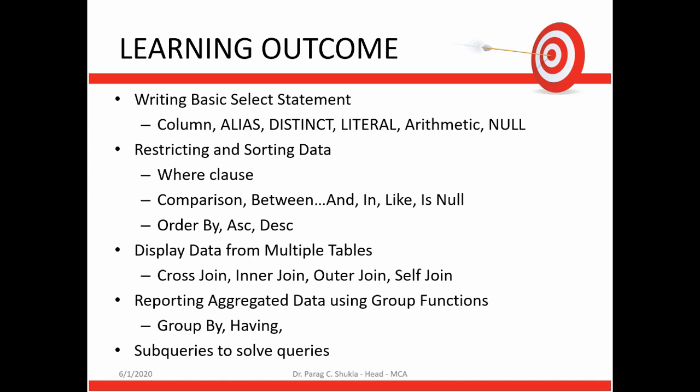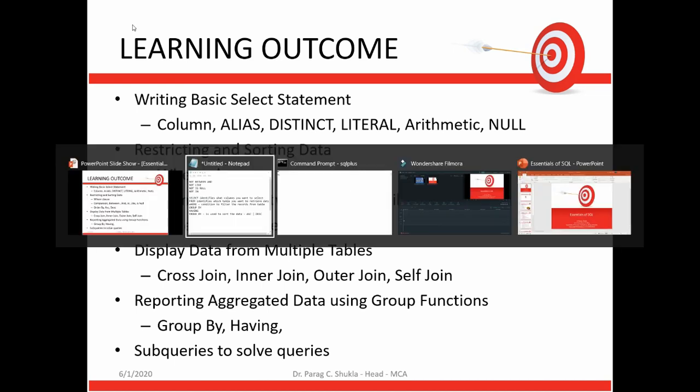Now next is displaying data from multiple tables. You can use cross join, inner join, outer join and self join to retrieve the data. Let me show you how to retrieve the data from multiple tables. Whenever you want to perform a join, you must understand the tables. Let me show you the tables first. Select star from college. Select star from teacher.